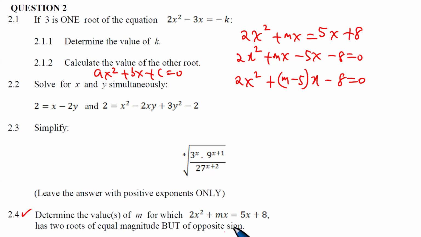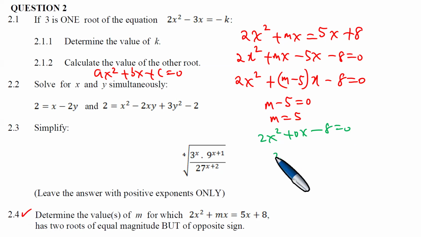Okay, we want to find the values of m. What are the values of m? We can clearly see that for that to happen would require that m minus 5 be equal to 0. And m becomes 5, because if m minus 5 equals 0, then we shall have 2x squared plus 0x minus 8 equals 0, and 2x squared minus 8 equals 0. You divide both left and right by 2 like this.